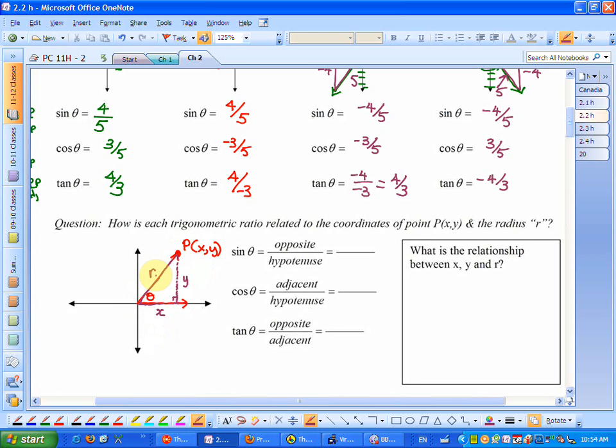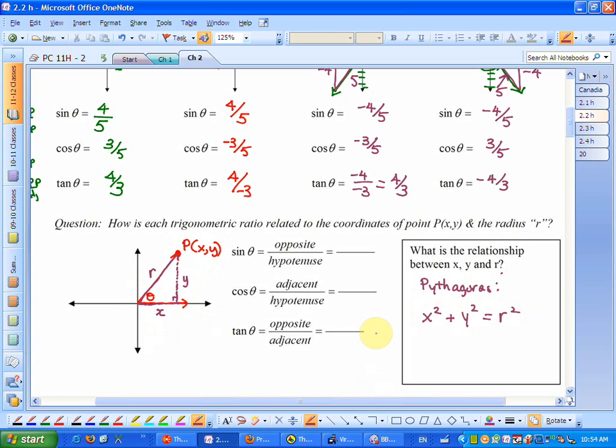Okay? Now, by the way, what's the relationship between x, y, and r over here in the box? That's right, it's Pythagoras. So just to let you know, okay, by Pythagoras, the relationship between x, y, and r is this. X squared plus y squared equals r squared. That's how all these things are related together. Good. Okay? Now, here's your new ways of describing sine, cos, and tangent.